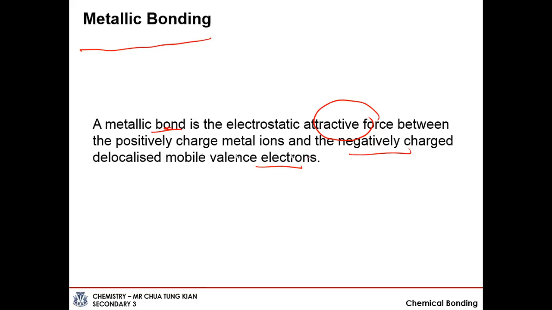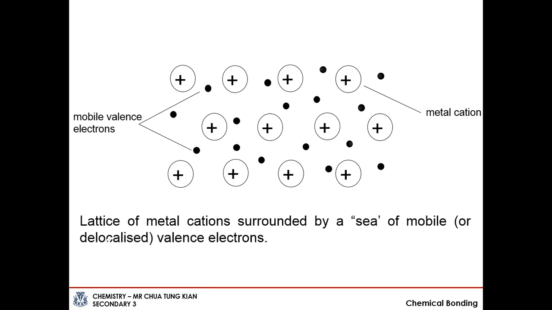And for metals, it is rather specific. It is the positively charged metal ions attracting the negatively charged delocalized mobile valence electrons. It seems like a mouthful, but if you look at the diagram here, you will see that it is quite obvious. So this is the structure of a metal. These are the metal cations. When they are in the structure of the metal, they lose some of the valence electrons into what we call the sea of valence electrons.